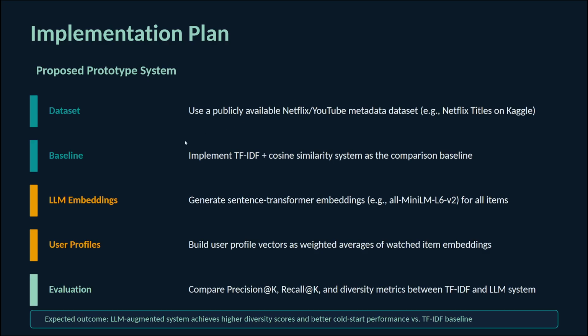If I were to prototype this, this would be my plan. I would start with public datasets like Netflix titles on Kaggle. I would build a TF-IDF baseline first, then generate sentence transformer embeddings using a model like MiniLM. I would build user profiles as weighted averages of those embeddings, and I would compare the two systems using precision at K, recall at K, and diversity metrics to show whether the LLM approach actually reduces filter bubbles.